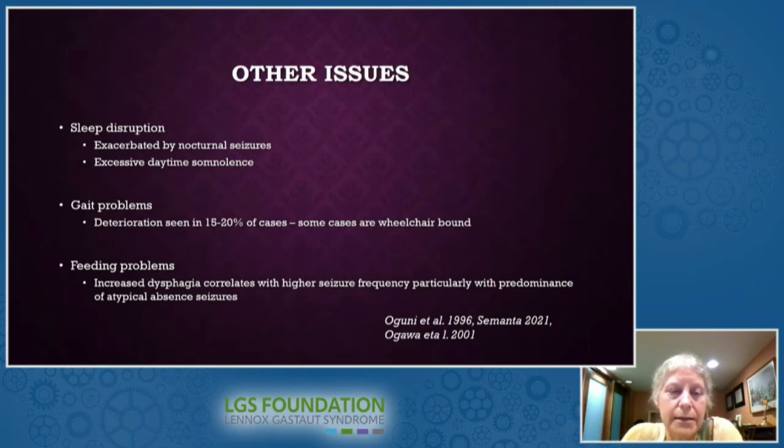Other issues that can be seen: sleep deprivation or sleep disruption is often a common problem. This can be exacerbated by nocturnal seizures and can also lead to excessive daytime sleepiness that can be exacerbated further by medications. Looking at gait, deterioration in gait is seen in between 15 and 20% of persons with Lennox-Gastaut syndrome, and some individuals end up being wheelchair bound by the time they hit adulthood. And then feeding problems can also increase with time, particularly in individuals with higher seizure frequency who are having very frequent atypical absence seizures.